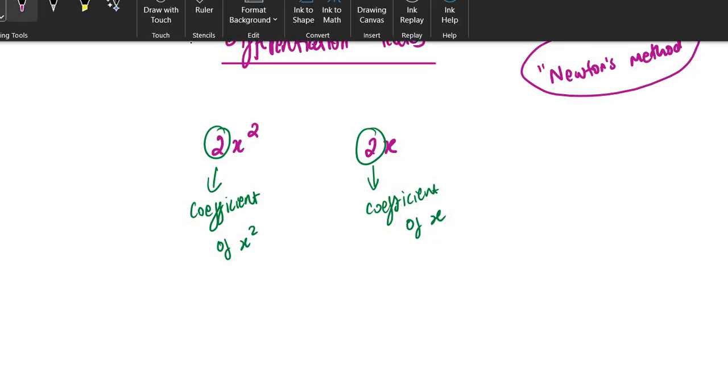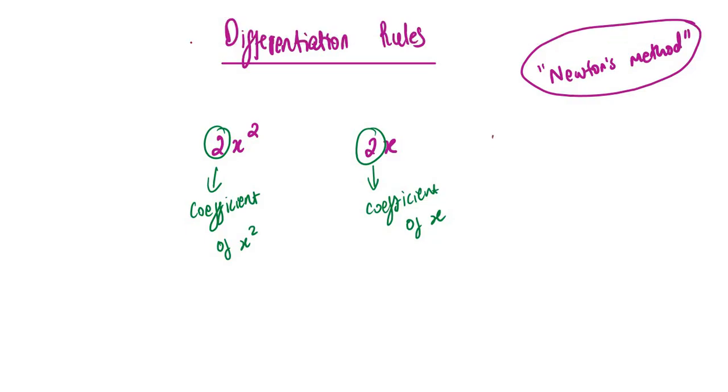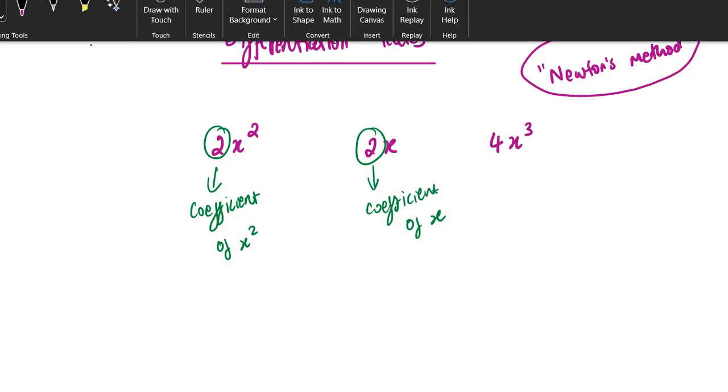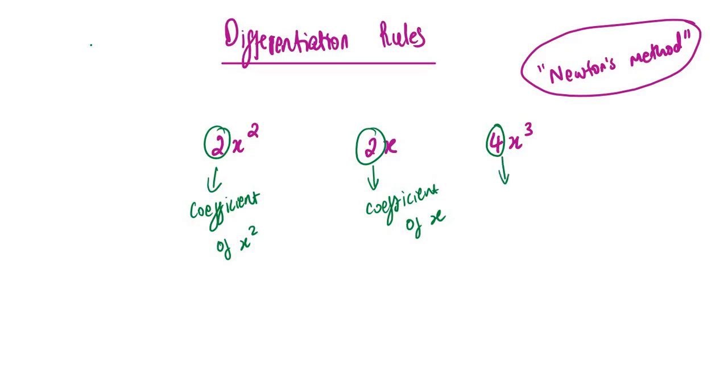Let's have some more. Let's say we have 4x cubed. There, what will we have? 4 is going to be the coefficient of what? The coefficient of x cubed. In simple words, a coefficient is a number attached to a letter. You hear me? A coefficient is a number that is attached to a letter. Now that letter can have any exponent. As long as the number is attached to a letter, we call it a coefficient.